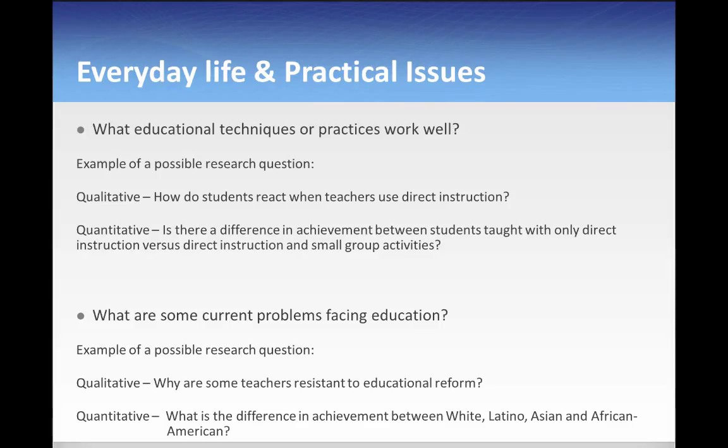We could also look at some of the current problems that we're facing in education. For example, from a qualitative perspective, there are a lot of educational reform initiatives, but sometimes teachers are resistant to these. So why are some teachers resistant to educational reform? A quantitative question might be, what's the difference in achievement between white, Latino, Asian, and African American students?